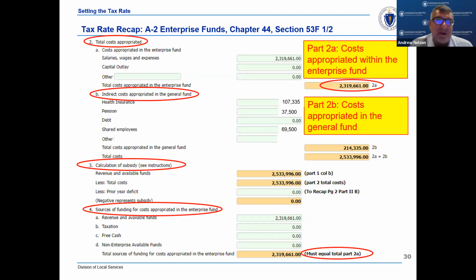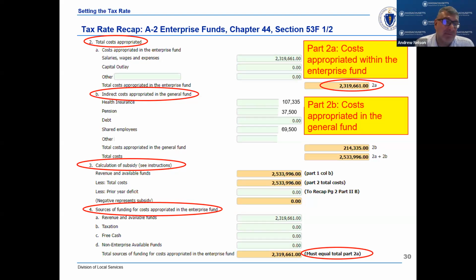This is the remainder of the A2 form for the same enterprise fund. And this is all of your appropriations and then the offset between the revenues and the appropriations. So we looked at all the revenues a second ago. The part 2 is broken up into 2 areas, A and B. A is costs appropriated in the enterprise fund. These are your direct costs. These are the cost to operate that enterprise fund.